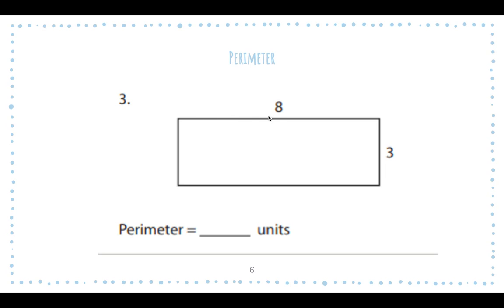Yeah, if this side is 8 over here, that means that this length right here is the same as that one, okay? Because they're the same length. Same with the 3. If this is 3 over here, then this has to be 3 units over here, okay? So see if you can figure out the perimeter on this one as well.